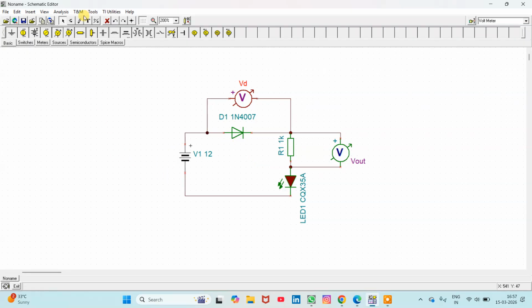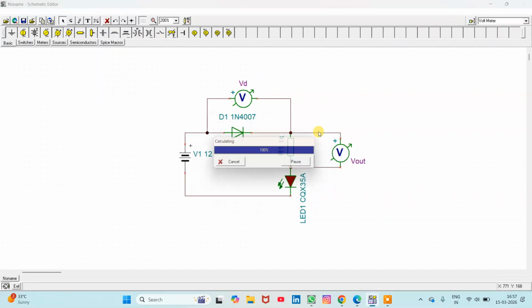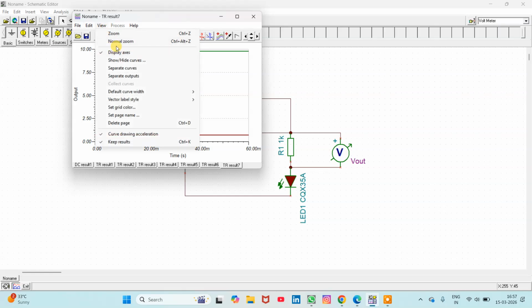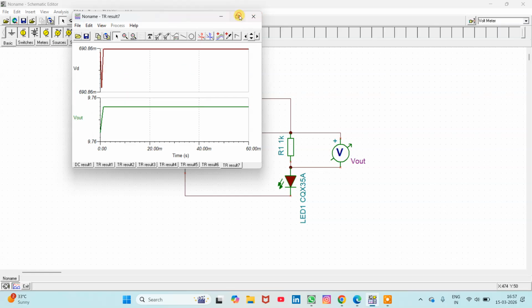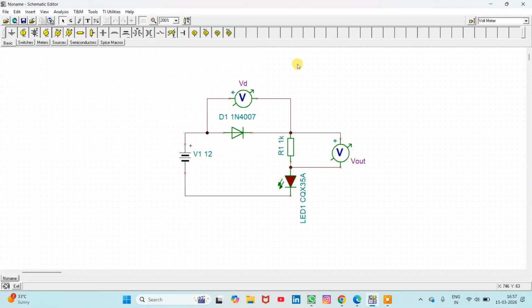Now I'll check the transient response of my diode. If I go to the separate curves, I'll see that VD, the diode voltage, is till 0.7. A diode needs 0.7 volt to get into conduction, and then the diode will be in conduction. But till that, the voltage is accumulated across the diode. You can see that. Now it is quite confusing.